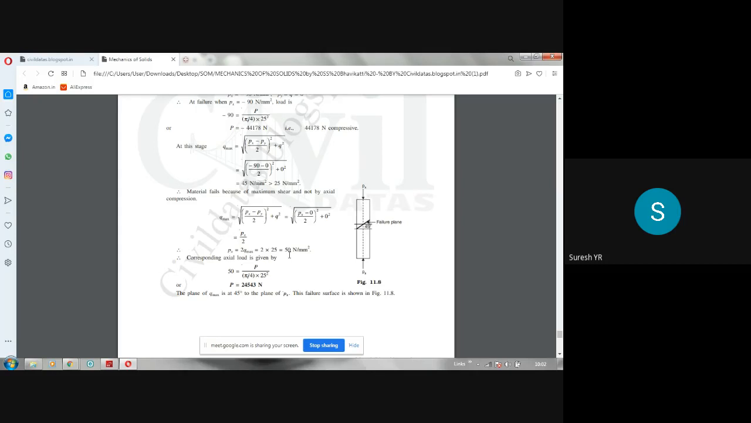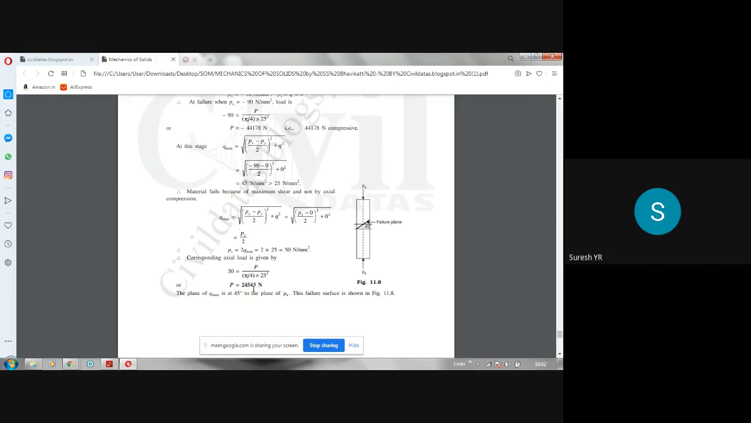That is the meaning. For this we have to calculate the load. Corresponding load we have to calculate for this. So if you calculate the corresponding load, we take this as stress. So stress is equal to load divided by area. So for the corresponding load, 50 is equal to P divided by area. Area is pi by 4 into 25 square for that material. So calculate P, and 24,543 Newton comes. That is 24.543 kilonewton.